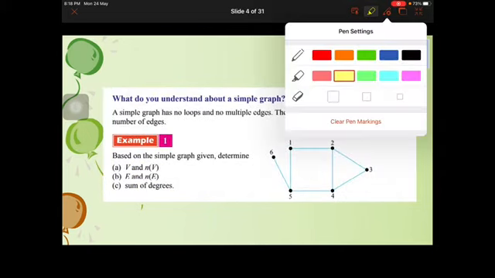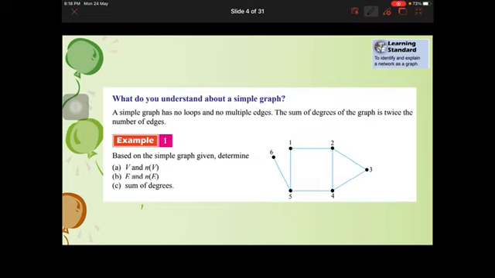Now what do you understand about a simple graph? A simple graph is a graph or a network that has no loops and no multiple edges. We will see later about a graph that has multiple edges or loops. For this type of graph, simple graph, there are no loops and no multiple edges. What is the meaning of loops? A loop is like a cycle, where multiple edges means that it is more than one edge.